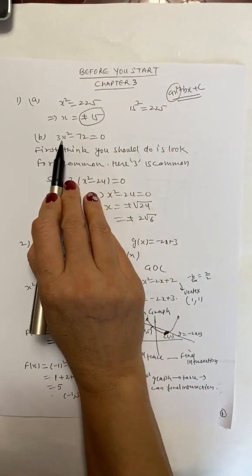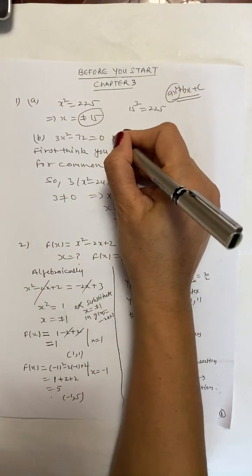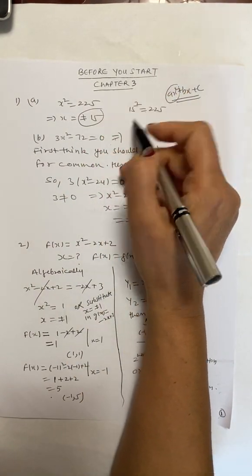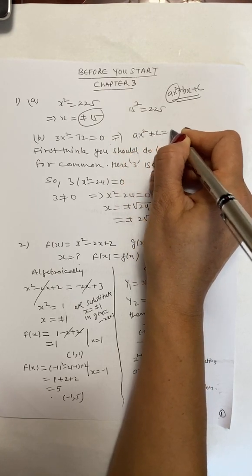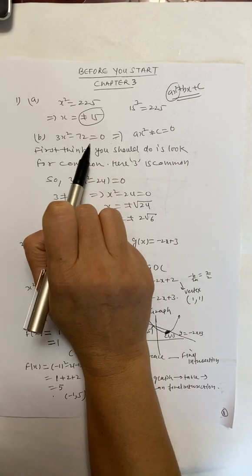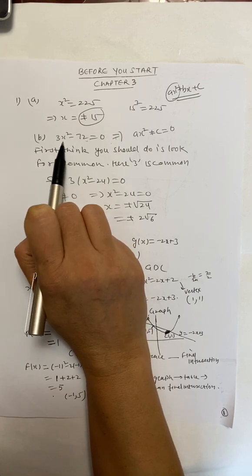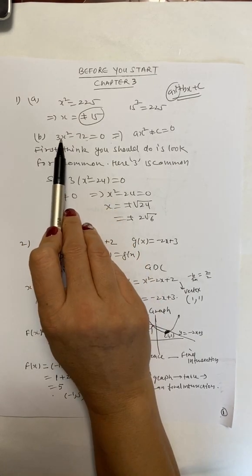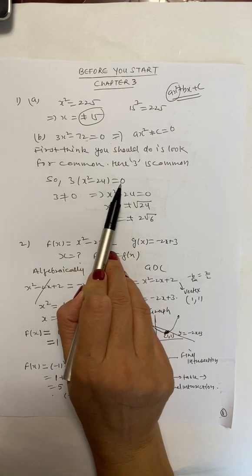Then the second one is when you have 3x squared minus 72 is 0. So this one is when your x term is missing. So you have ax squared plus minus c equal to 0. When you have this kind of equation or any kind of quadratic equation, the first thing you should do is look for a common factor. If there is anything common, you take that common out. In this case, 3 is common.